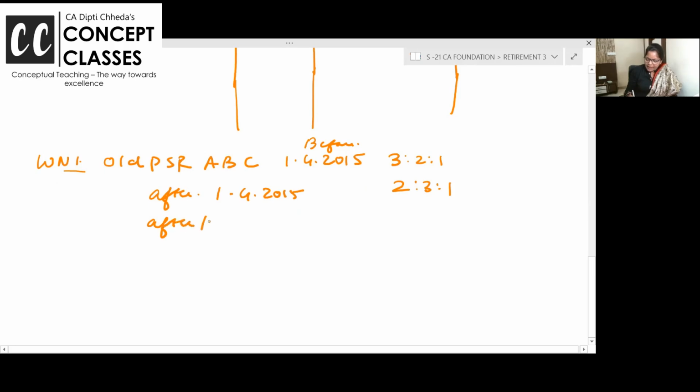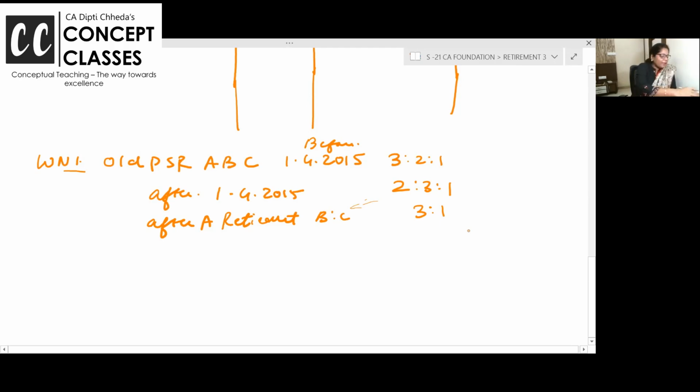And after A's retirement, write down. This detail is very important. After A's retirement, how are B and C sharing? 3:1. That is their remaining ratio only. Old ratio was 2:3:1 before retirement. After retirement, A is going out. B and C are sharing in 3:1. Clear to all of you?